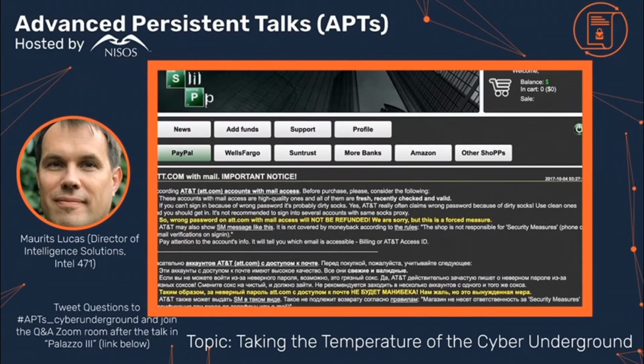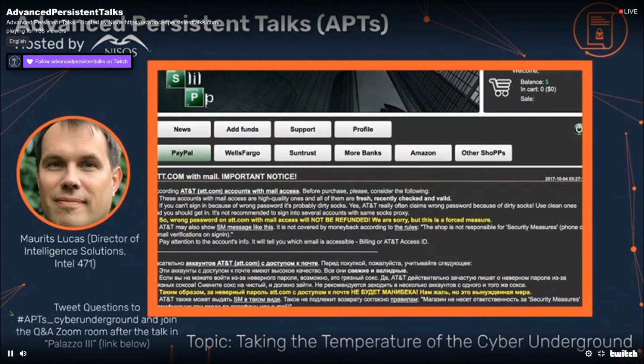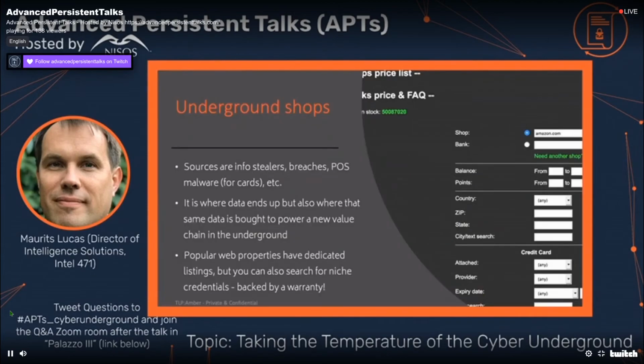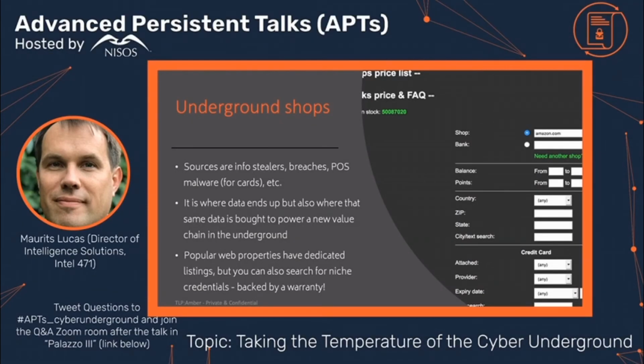Of course, so long as you play by the rules of the shops, there are certain restrictions on stuff that doesn't work, and then they won't refund you. By the way, this shows you the little interface for Slilp where you can select the particular sites that you're interested in. The green number in the middle is the amount of credentials they have in stock at that particular moment in time.